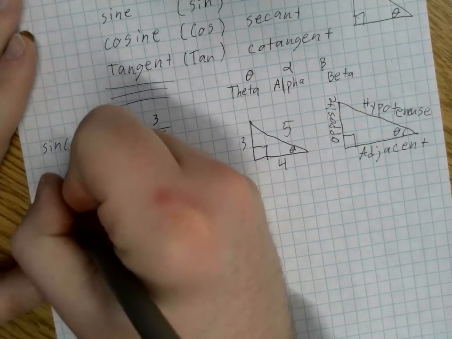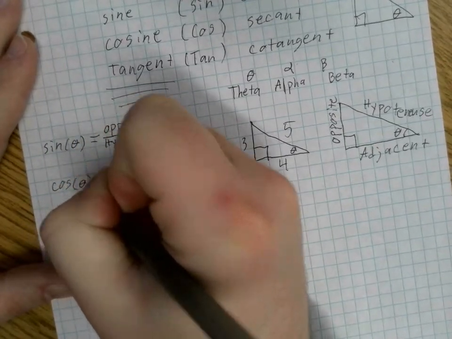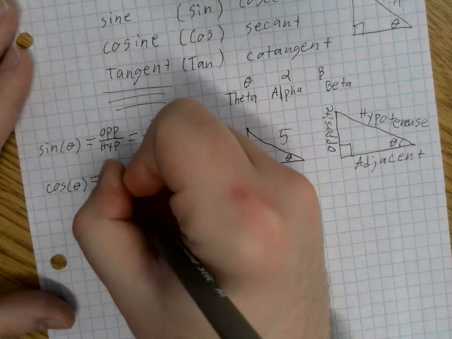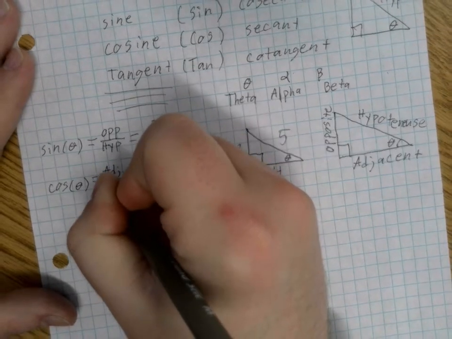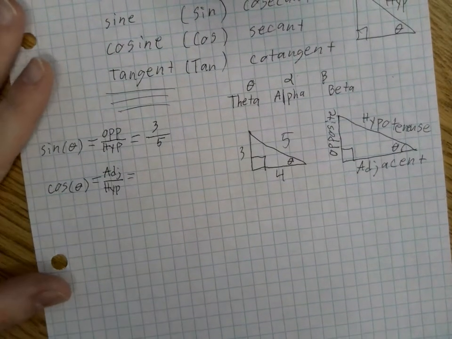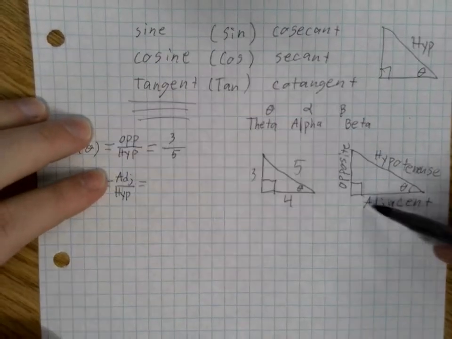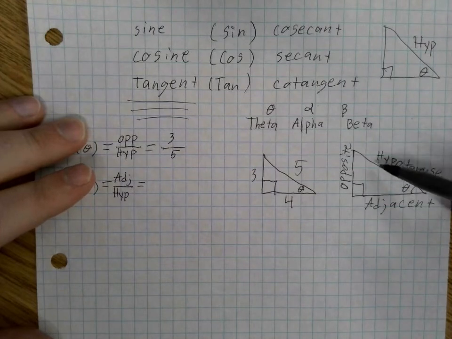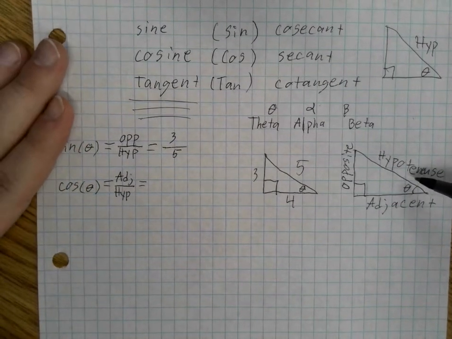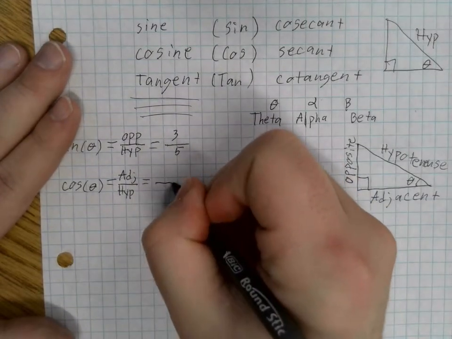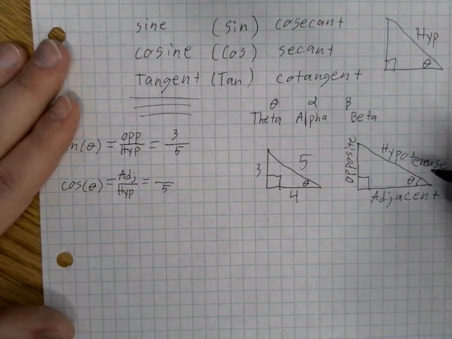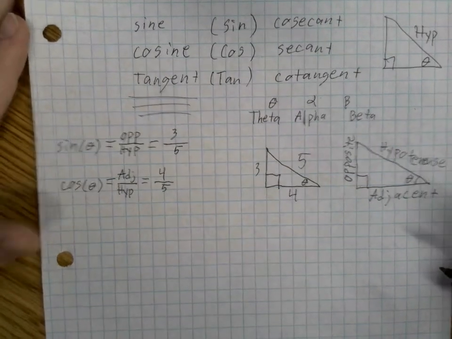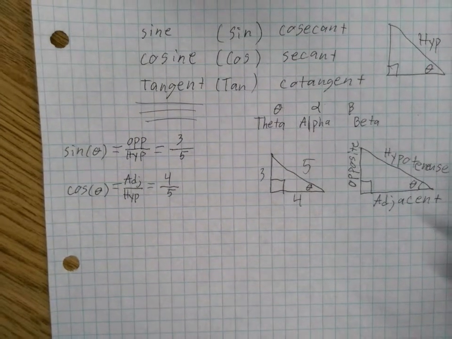The next one we're going to look at is cosine of theta. Now, the cosine of theta uses the adjacent side divided by the hypotenuse. So this one uses the side that touches theta, or the reference angle, and the 90-degree angle, and it utilizes the hypotenuse still. So in this case, the bottom, as you can guess, is still going to be 5, but this time I'm going to use 4. So this would be about 4/5.